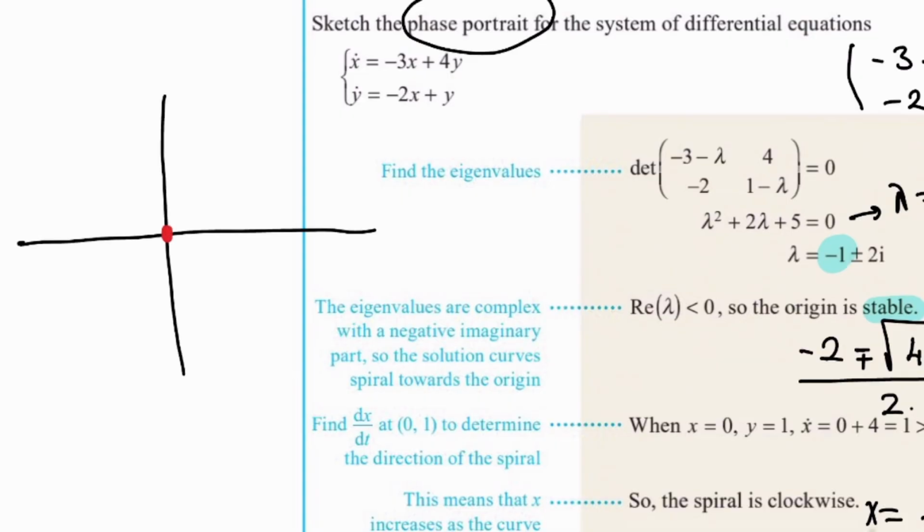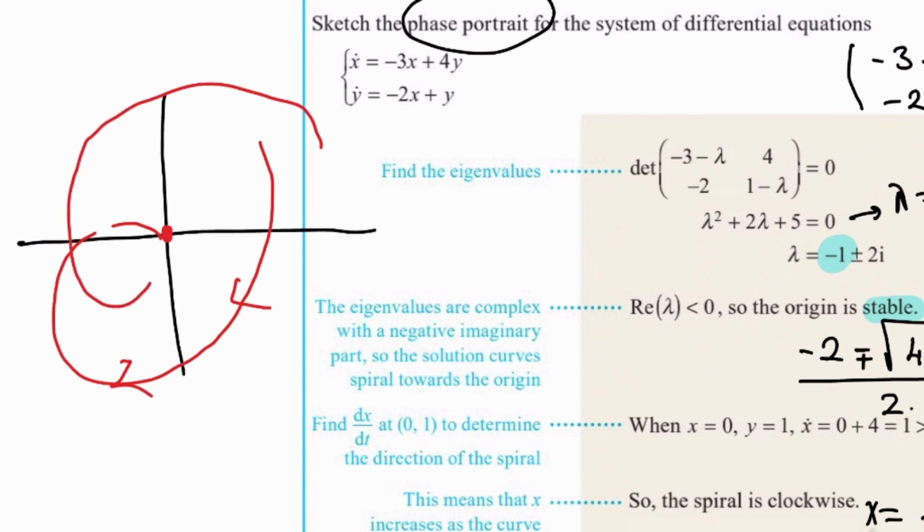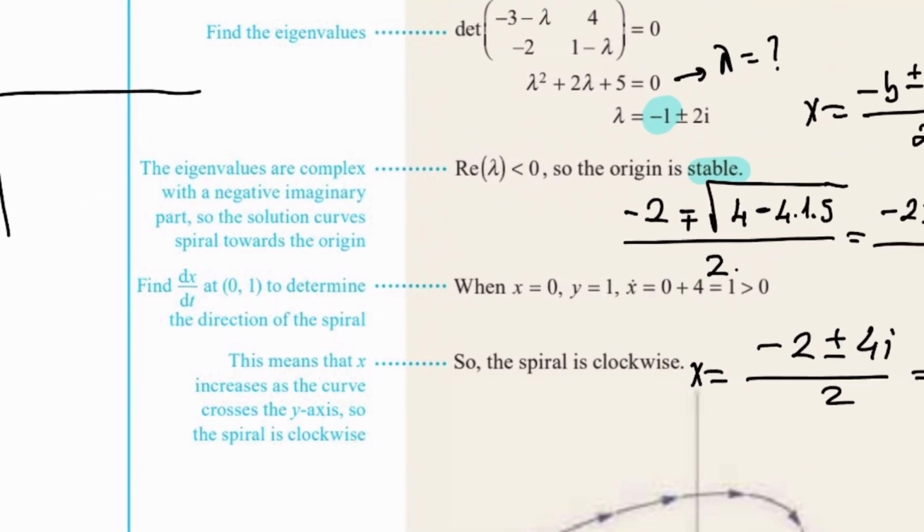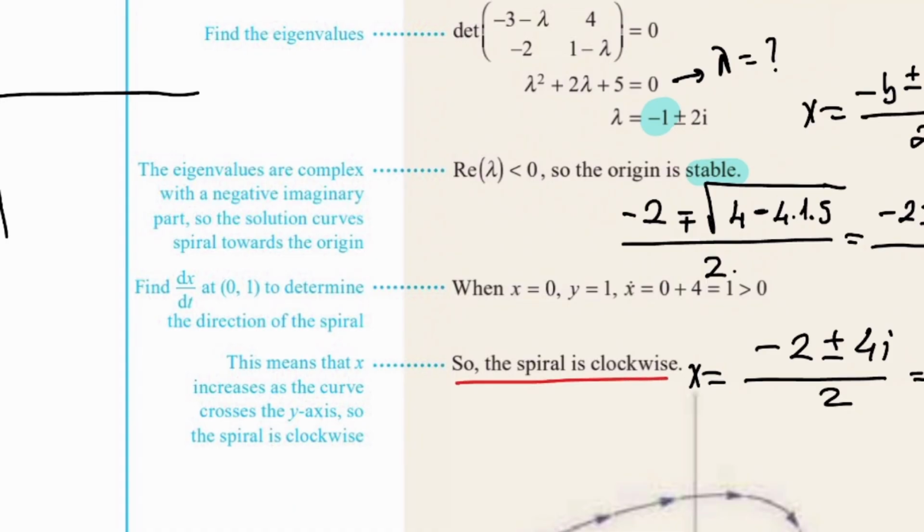This is the focus in our case. And they are coming towards the origin, right? But are they coming this way, or the other way around? How can we understand this? We need to find dx/dt at the point (0, 1).